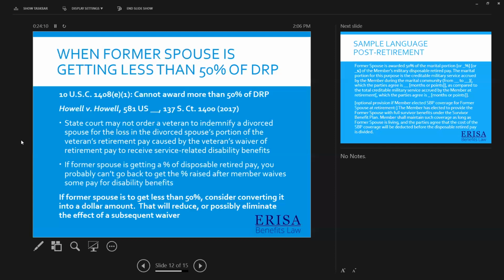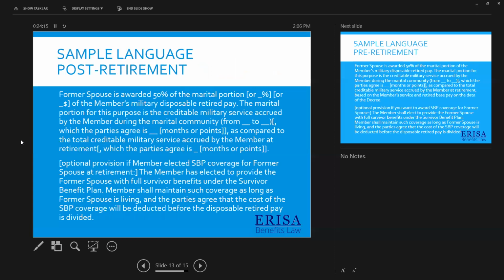So with that, I have some sample language here, and you'll all get it in the PowerPoint, in the email that you get after the webinar. Don't use this language as if it's written in stone for every situation. Obviously, you have to think about it, but it highlights some of the issues you need to address.